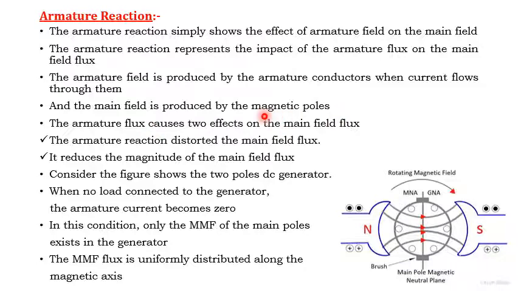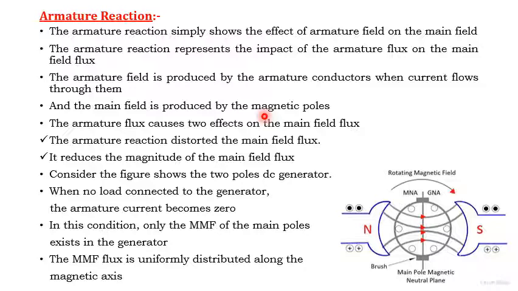So this armature reaction is nothing but an interaction between the armature field flux and the main field flux. Obviously, the armature reaction causes some effects on the main field flux. So let us discuss what the effects of armature reaction on the main field flux are.